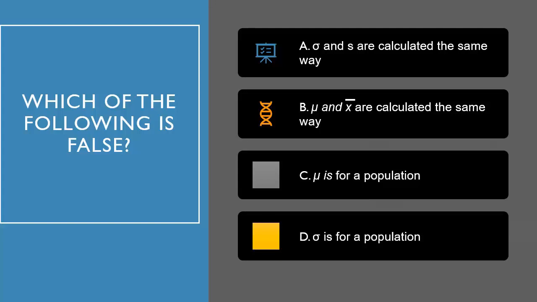So in selection B, mu and x bar, they're calculated the same way. Mu is for a population, and so is lowercase sigma. So the correct answer for this one is A as a review.